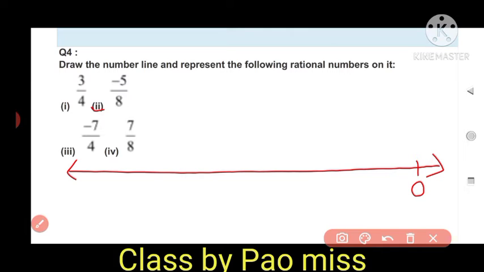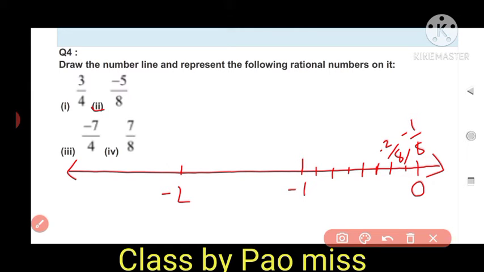Now you have to divide 0 to minus 1. Here it will be minus 1, then minus 2, isn't it? Now 0 to minus 1 you have to divide into 8 equal parts. Like this you have to divide. Now the first part will be minus 1 upon 8. Then next will be minus 2 upon 8.